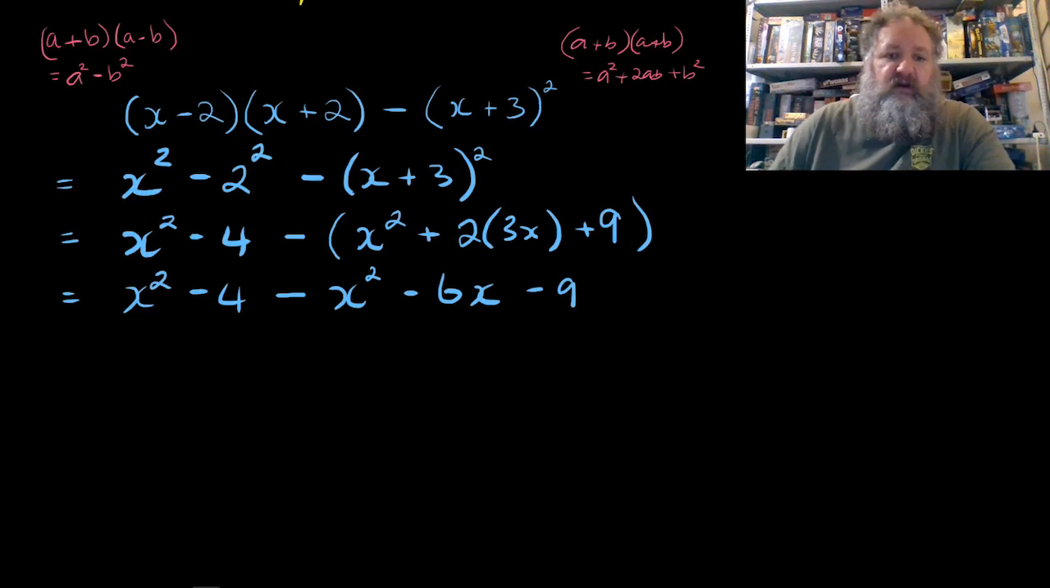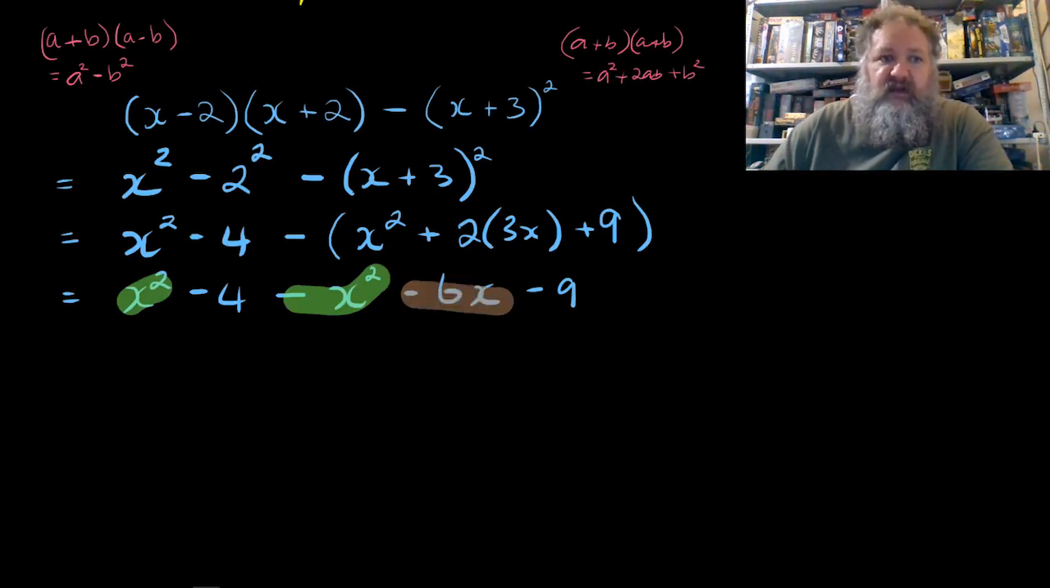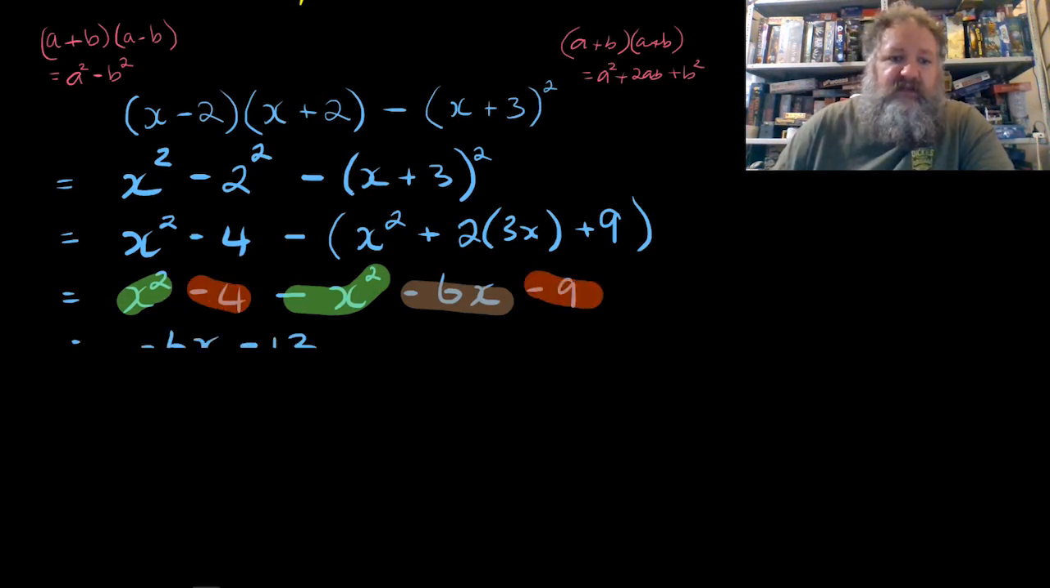Alright, so now I look for my like terms. Once again, like terms are very important. I have got an x squared minus an x squared, so I won't have any x squareds in my answer. I only have one of the x values. It'll just be negative 6x, and then I just have constants, -4, -9. And my final answer will be negative 6x minus 13.